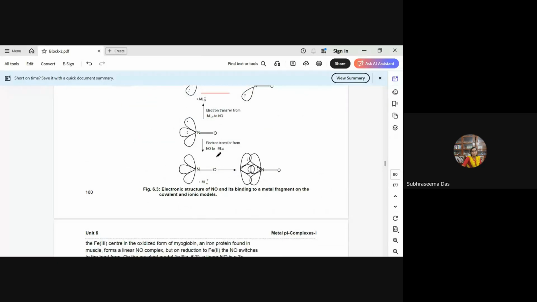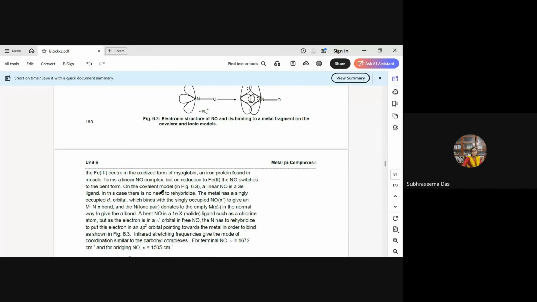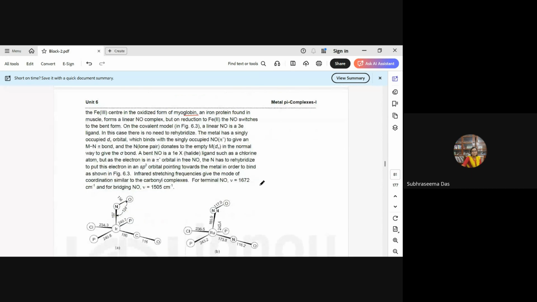For example, the Fe3+ center in the oxidized form of myoglobin, an iron protein found in the muscles, forms a linear NO complex. But on reduction to Fe2+, the NO switches to the bent form. So in myoglobin, the Fe3+ is in the linear form, but on reduction the Fe3+ present in the myoglobin changes to Fe2+.